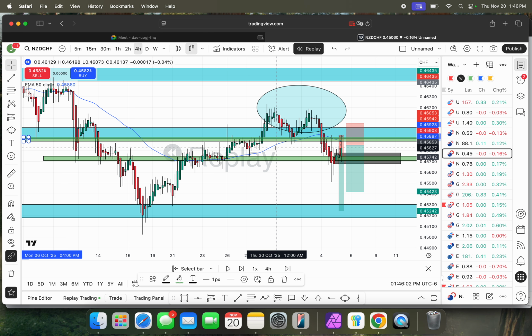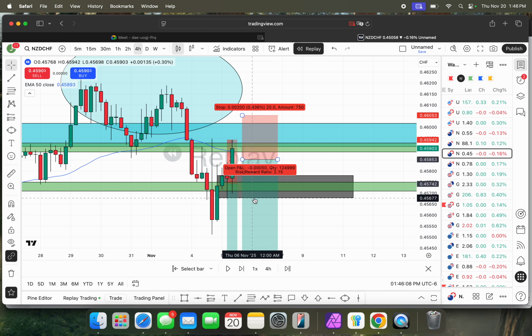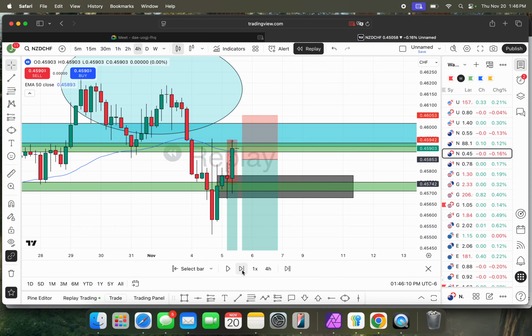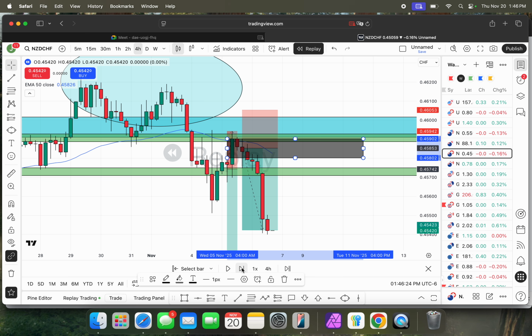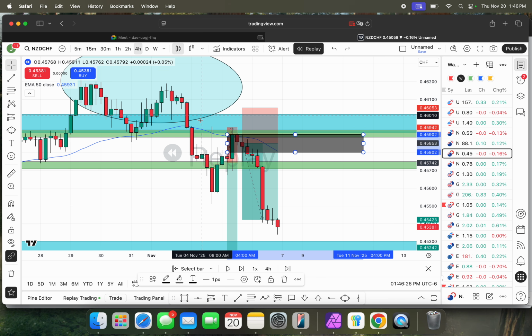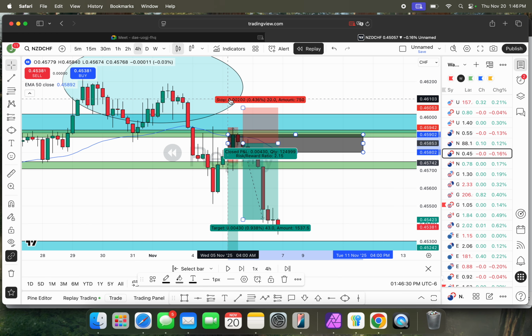So for me to sell this, what am I waiting on? You're waiting on that rejection. Yes, sir. I'm waiting on that rejection candlestick. Got it. And that's why this was up here. I'm within 10 pips of the area. I immediately got in. Price melted.